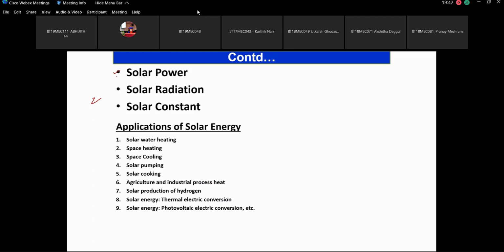Or the power produced by utilizing the solar radiation. The main thing is that the power produced by utilizing the solar radiation is known as solar power. In brief, I'll be discussing it here. And next, if we talk about solar radiation.